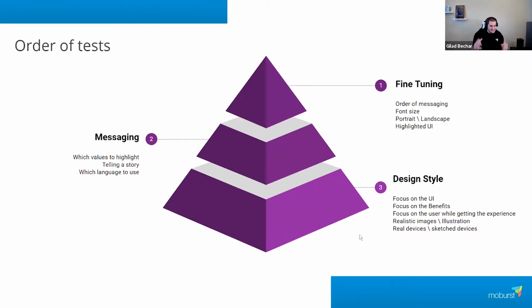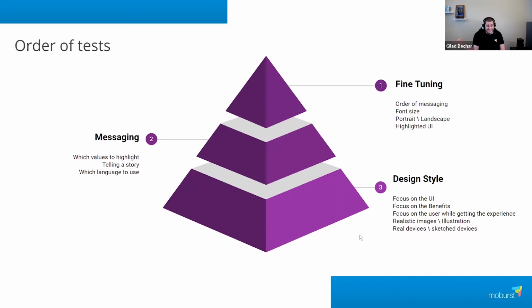And I think that the design style is one of the most important things in the beginning to understand what works better for us: illustration or real people. What works better for us? Focusing on the UI or focusing on a very specific type of benefits. Once we have that sorted, that's the first test that we are crafting.